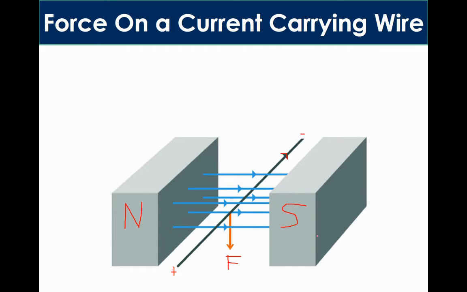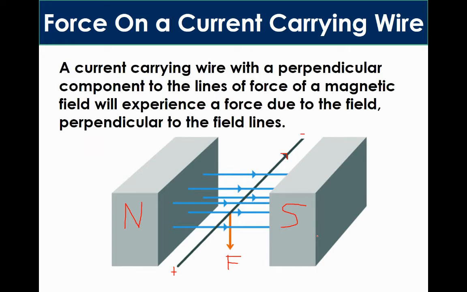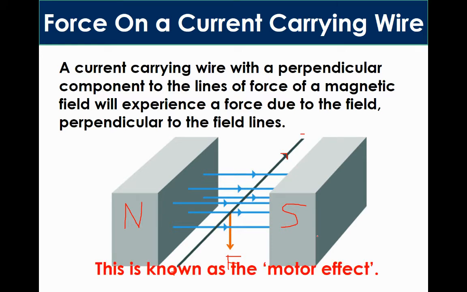So what I suggest you do is a simple diagram of this, and I would suggest you copy these notes. There is a name for this. It's known as the motor effect. So you should add this to your diagram. When a wire carrying a current moves in a magnetic field, it's known as the motor effect.